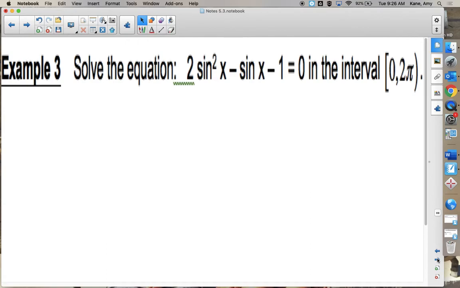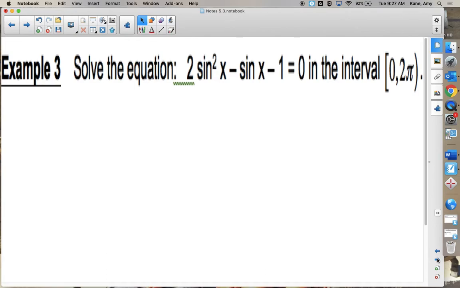So this problem wants us to solve the equation, and that's pretty much the directions of tonight's homework. It'll say solve the equation. But it says the solution should just be in the interval of 0 to 2 pi. So that means I don't need a general equation. We just need to write it as an angle, whatever that solution would be.